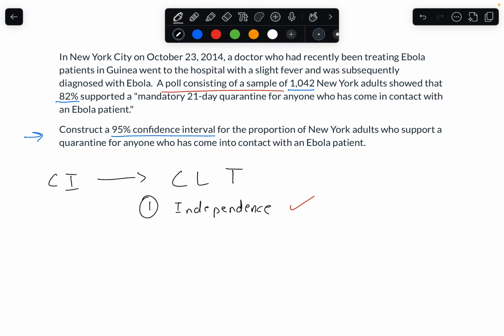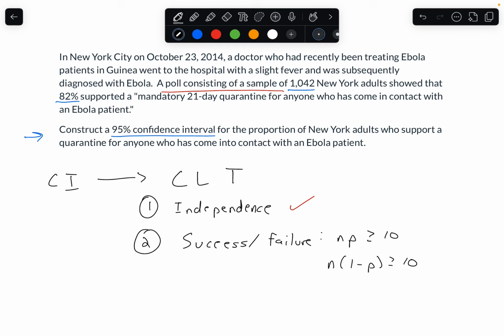The one that I'm more worried about, the one that I do want to make sure that I check every single time, is called the success-failure condition. This success-failure condition said n times p is greater than or equal to 10, and n times 1 minus p is greater than or equal to 10.